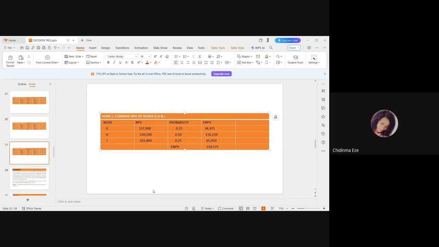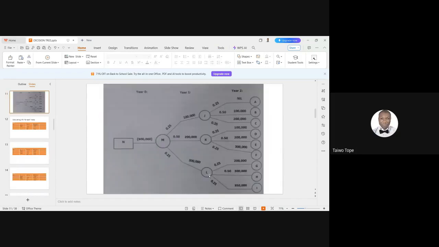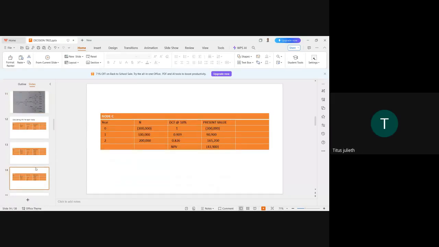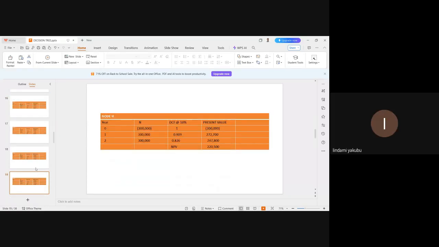So now do node M. Node M is the combination of J, K, L. What will be the components now? Combine J, K, and L. ENPV for J, K, and L.